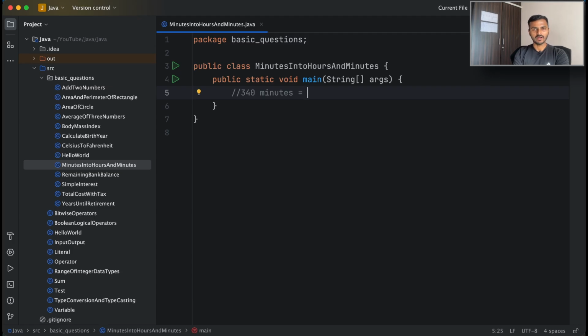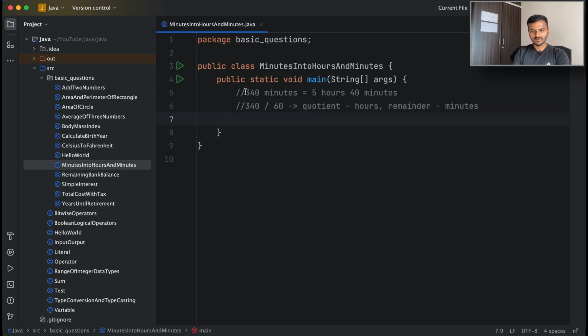How many hours are 340 minutes? Well, it is 5 hours and how many minutes? 40 minutes, right? How did I reach this answer? Pretty simple. We can go for 340 by 60, because we have got 340 minutes and each hour has got 60 minutes. Now, when you divide 340 by 60, you're going to get two things. One, a quotient, and the other one is a remainder, right? The quotient is going to give you the hours, and the remainder will give you the minutes, right?